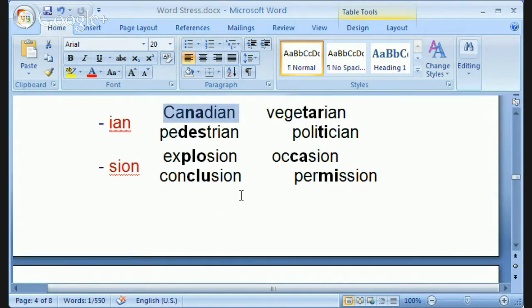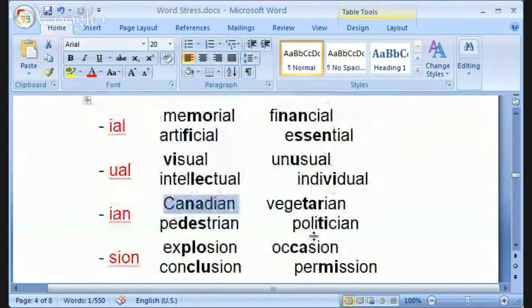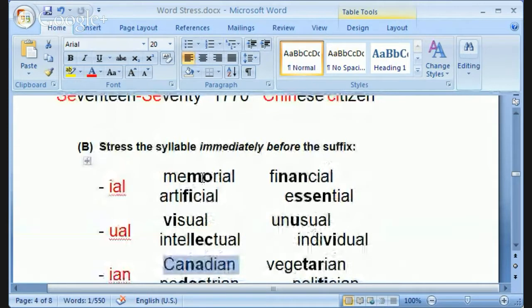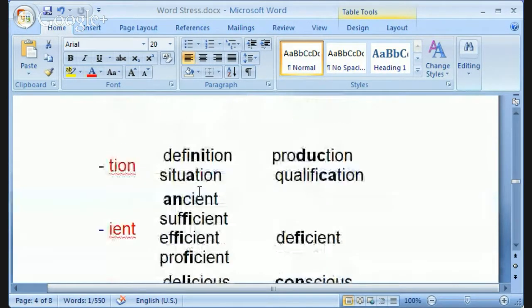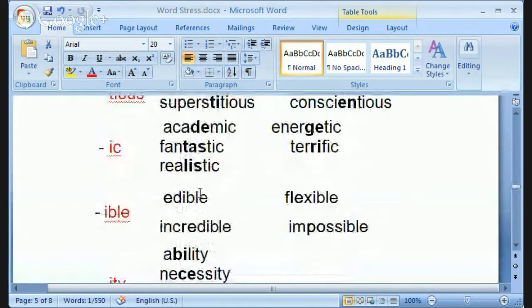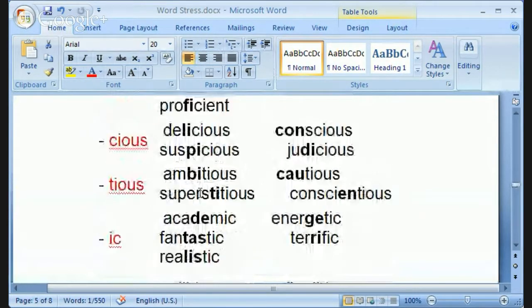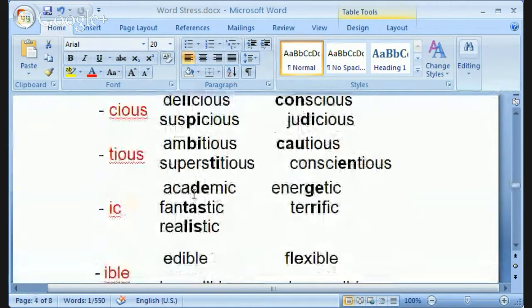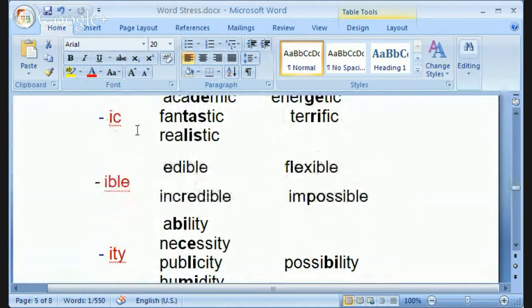Now you are going to find exceptions for sure. I don't remember any off the top of my head, but usually, 98% of the time, these particular suffixes cause the stress to jump to the syllable immediately before the suffix. All right. Again, if you're going to try to remember it, well, the shus sounds, and also many of the ick.